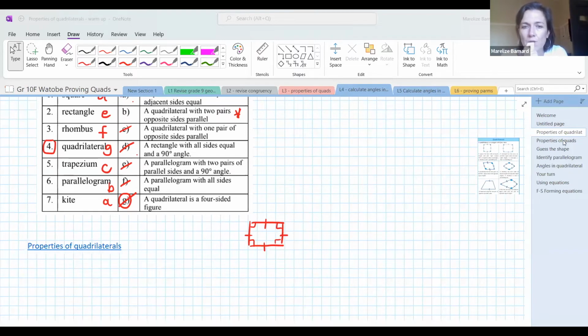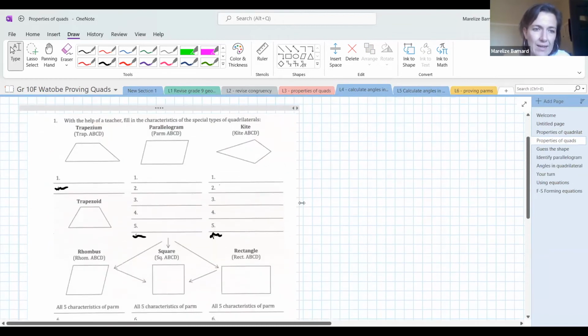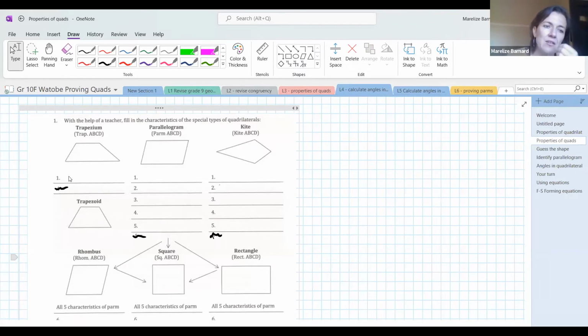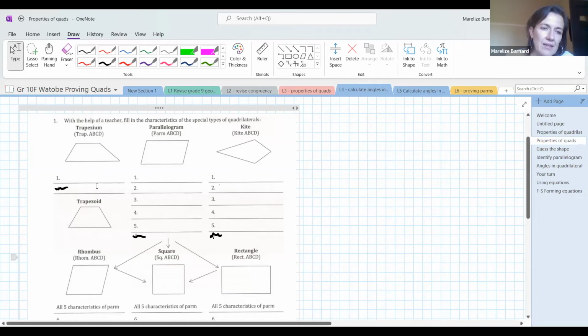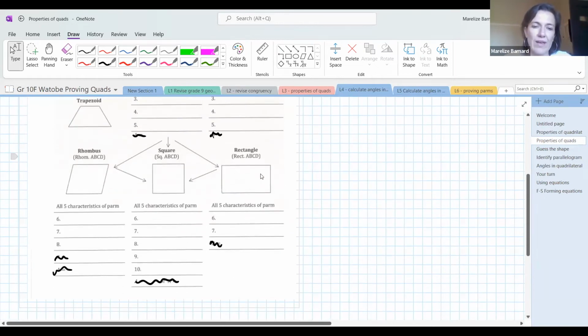So for the properties of quadrilaterals, I want you to take a screenshot of this diagram here, and this weekend before Tuesday, I want you to fill this in. Basically, here's a trapezium and what makes this shape a trapezium. We said that what makes it a trapezium is one pair of opposite sides are parallel. So you put in that property for the trapezium. And then the same with the parallelogram, the kite, the rhombus, the square, and the rectangle.